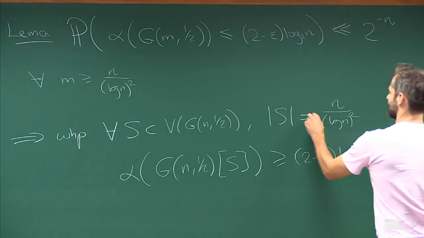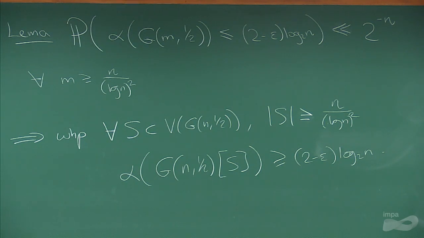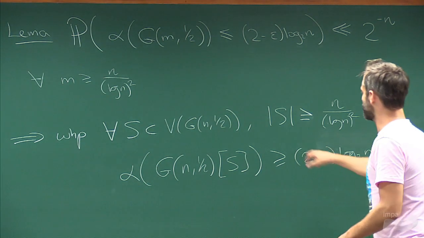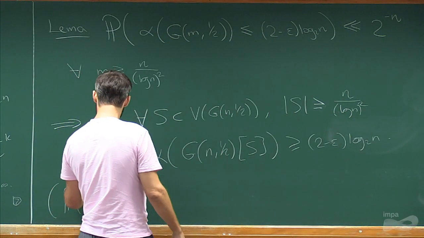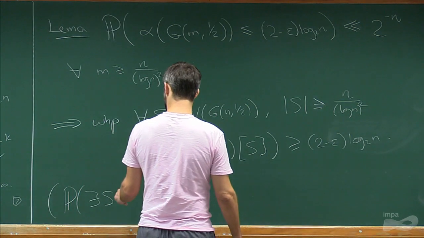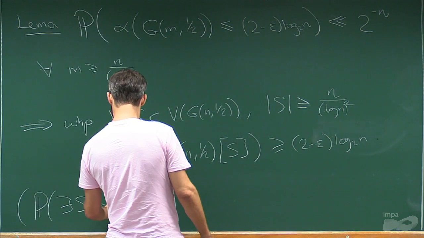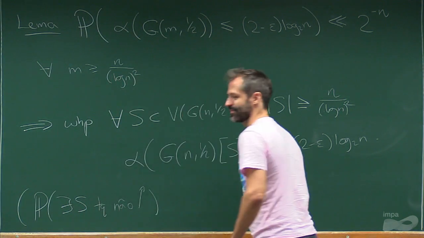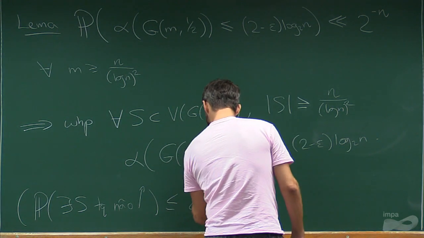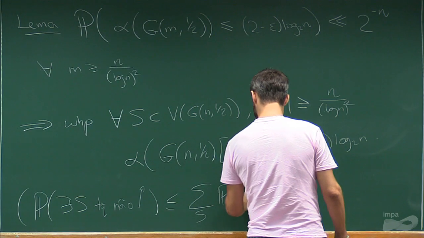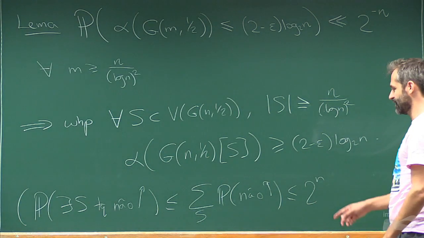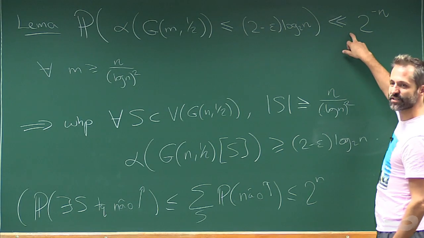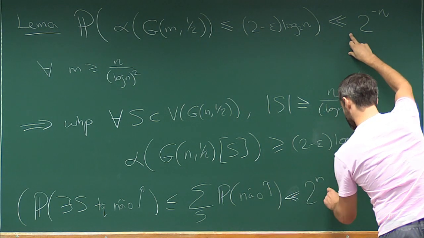Okay. Right, that implies this. But now this is the condition we want. Can you repeat the last one? So the proof. The probability that there exists an S that fails this is at most the sum over all S of the probability that it fails, which is at most 2 to the n times the probability it fails, which we just proved is this. So less than this times 2 to the minus n.